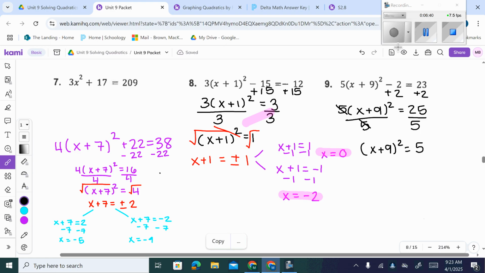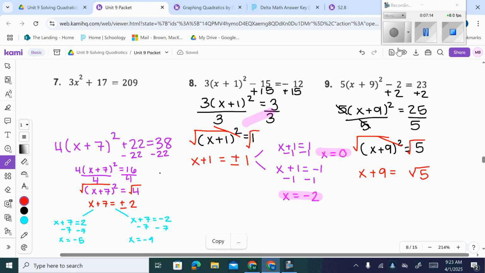What do I need to do next? Square root it. Here's where it's going to get a little funky. This is going to undo itself, and you're going to just have x plus 9 equals, what is the square root of 5? It is not 2.5; that would be half of it. Is it 5, or is it the square root of 5? Square root of 5. All right, so you're going to just leave it as the square root of 5.